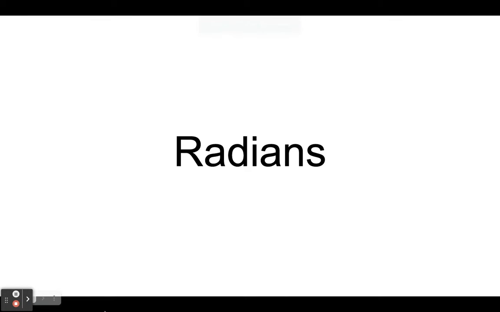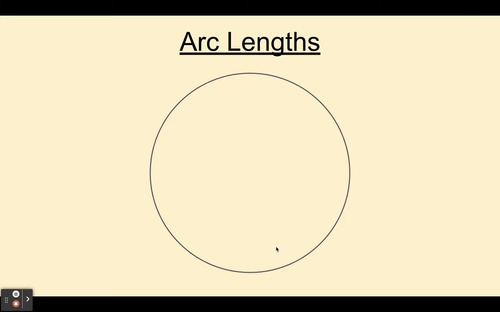Okay, so let's talk about radians. It turns out radians are just another unit for angles. Just like degrees are units for angles, we're going to have radians. But before we talk about radians, we need to talk about arc length.